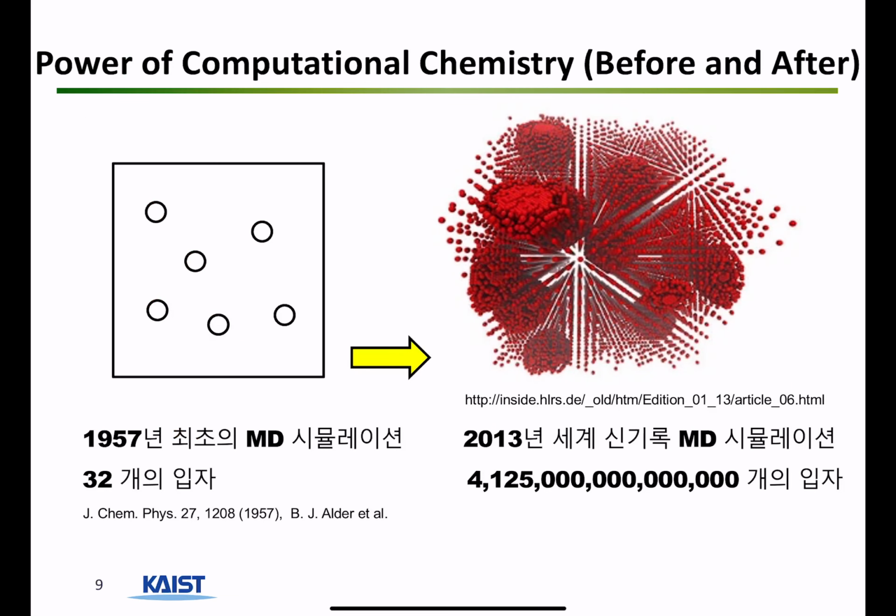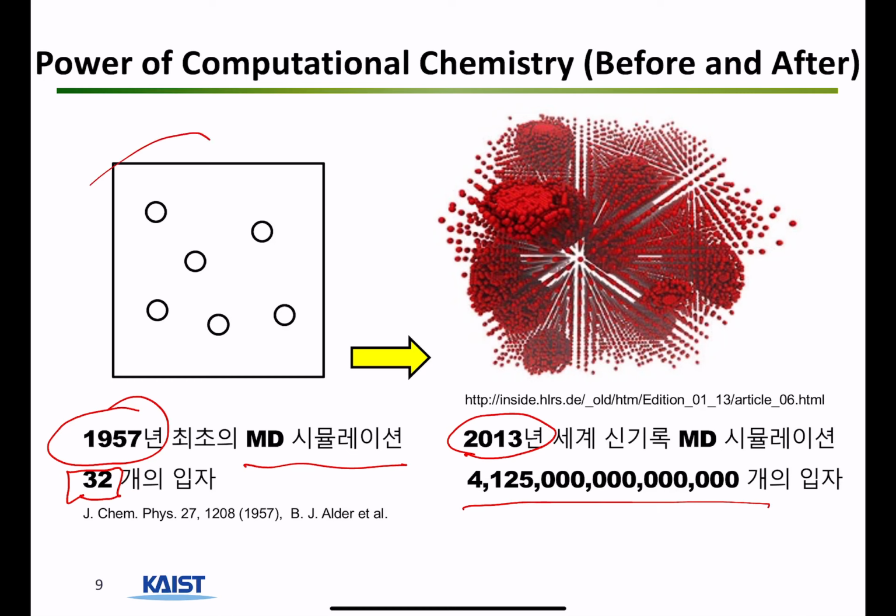And the power of computational chemistry has been immense. In 1957, we did modeling on 32 particles. In 2013, which is still 7 years ago, MD simulations ran over, I don't even know how many zeros there are, but a large number of particles. And in 2020, we can do even more. It has become so powerful that we can model coronaviruses, whereas with computers back then, there was no way that we could model viruses.